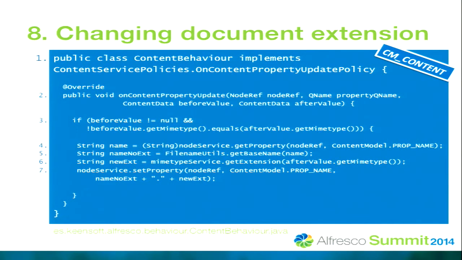So we can use behaviors. Behaviors are powerful and dangerous. So you have to know very well what you're doing with this. In this case, with every content, we are detecting a MIME type change, and we are only changing the extension of the name. Okay, it's easy.